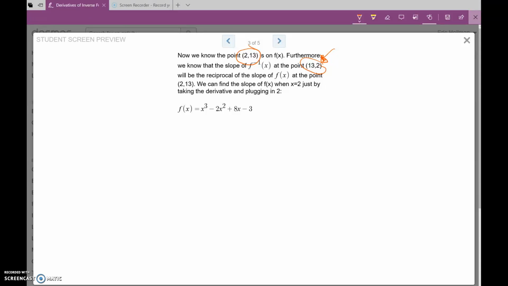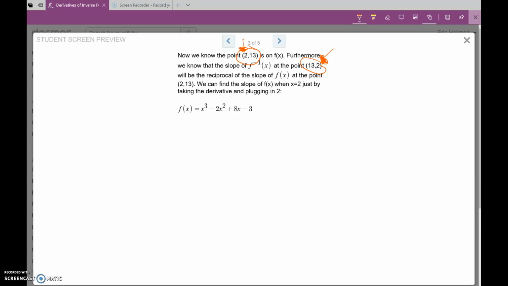Well, I don't have an equation for f inverse, but I do know that at the point (2, 13), the slope of f(x) is going to be the reciprocal of the slope of f inverse of x at (13, 2). Because these two points are reflection points of each other, we've swapped the x and y coordinates. At these points, the slopes of the two functions, f and f inverse, will be reciprocals. That's what we saw on the first slide with the graph of x squared and the square root of x, where the slopes were 4 and 1/4.